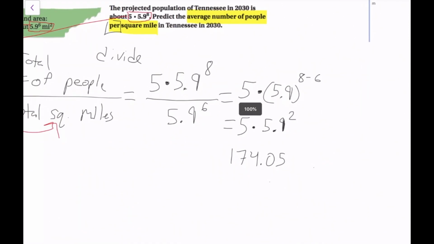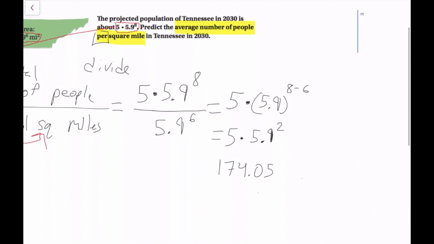But if I go back and look at what it is telling us, we're just predicting the average number of people. So we probably don't need this 0.05 on for our decimal, because we have pretty close to a whole number anyway. So what we can say is that the average number of people per square mile is going to be about 174. So our value is going to be 174.